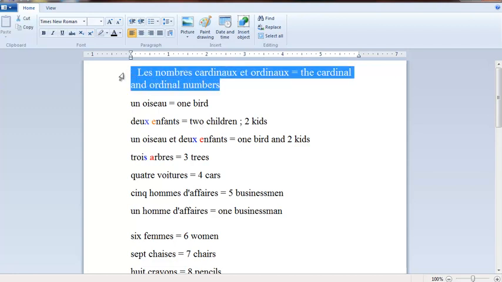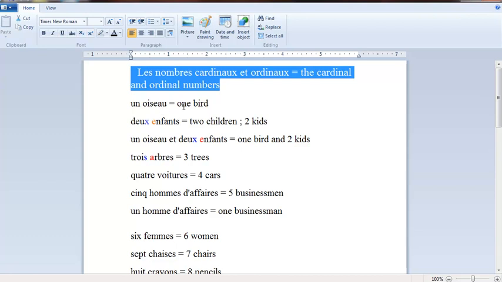Now, what is this? Well, this will be very helpful, for example, if you go in France and go to a shop, and you want to ask for, let's say, 2 chicken legs or 4 chicken legs or whatever. It's useful to know both cardinal and ordinal numbers. Les nombres cardinaux et ordinaux. The cardinal and ordinal numbers.